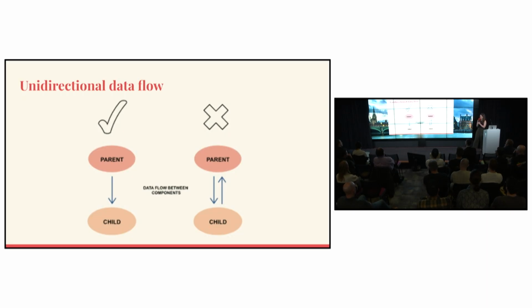Unidirectional data flow. Don't talk to me about bindings, they're coming up in a bit. So unidirectional data flow is where the parent can talk to the child, but the child and the parent shouldn't really be talking, vice versa. And it is obviously a computing principle.